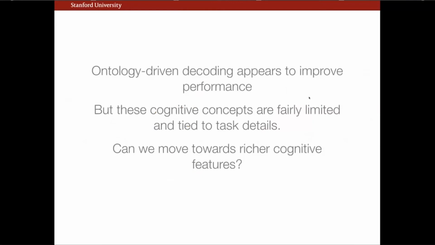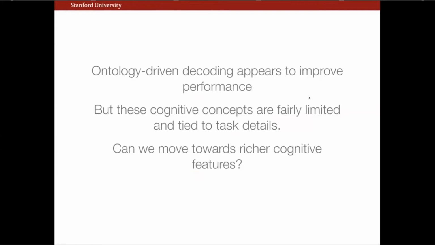So this suggests that ontology decoding, using the ontological knowledge about the relationships between tasks, appears to improve performance. But again, these are concepts that are fairly limited, and they're very tied to the surface details of the task rather than the underlying cognitive function. So the next question that we've asked is, can we move towards richer cognitive features?